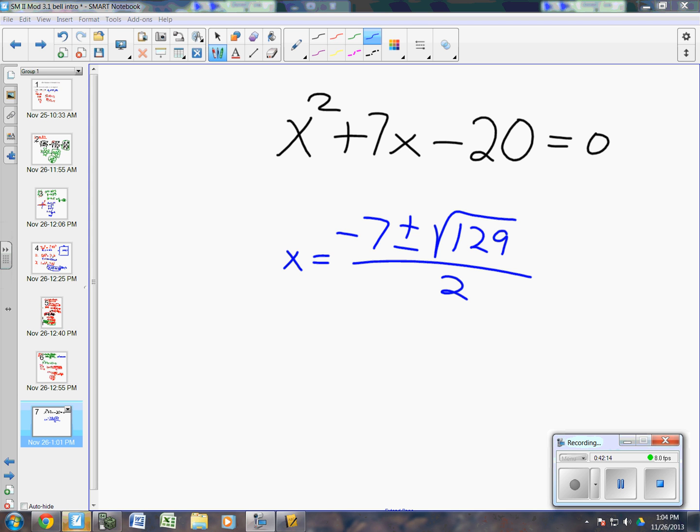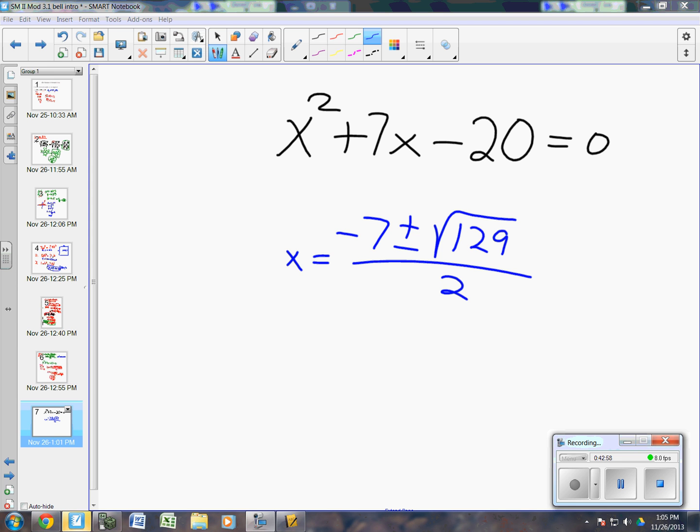Now, does 129 break down and simplify? Is it a prime number? Look right up there. See if it's on my prime number list. Or does my prime number list not go up that high? Okay, I think it is a prime number. Let's see. 9. Oh, no, 3 will go into it. Go 129 divided by 3 for me. What is that? That's 43? 43 times 3? Yeah, that's right. 43 is a prime number, right? Okay, so there's no pairs of numbers, so 129 is simplified. So guess what? Your answers are negative 7 plus the square root of 129 over 2 and negative 7 minus the square root of 129 over 2.